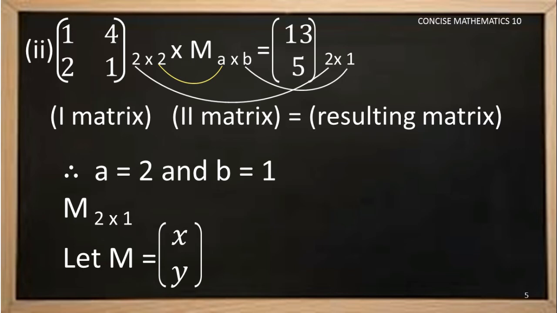Don't forget this comparison, children. Unless you are very perfect with this, write it down, draw the curve, so that it makes it easy to understand what is the order of matrix M or any other question over here. Hence A is 2 and B is 1. The order of the matrix M is 2 by 1: 2 rows, 1 column. Let us consider the elements as x and y.